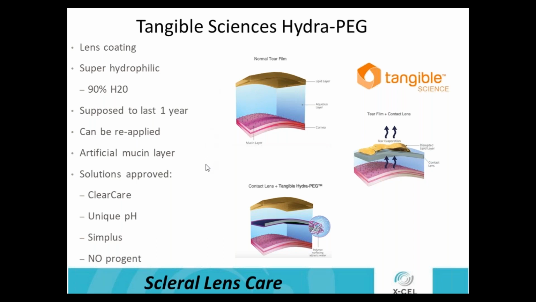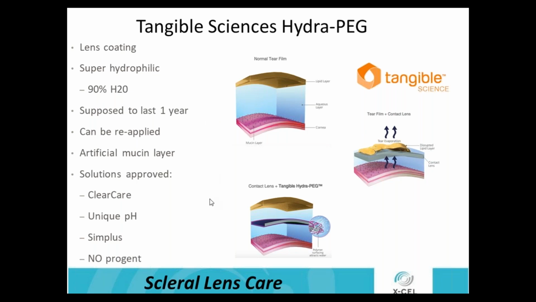So we put a lens through a plasma treatment to clean the lens, and then it goes into a hydropeg bath for 75 minutes, and then that formulation of hydropeg bonds to the lens and creates that surface.